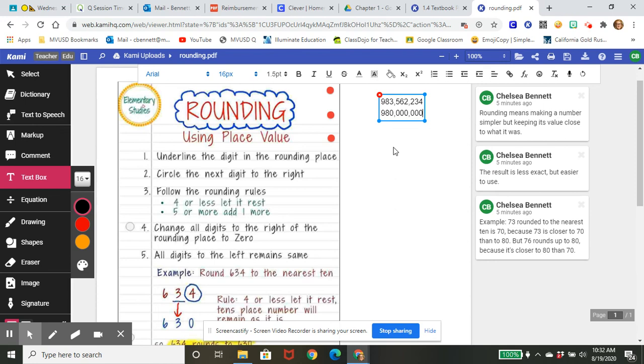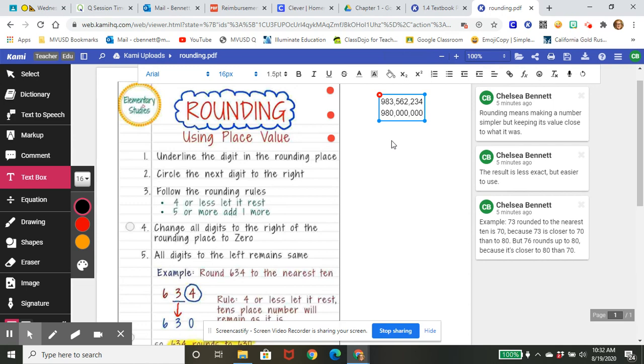So instead of having to say this whole big number or try to add this whole big number or try to multiply this whole big number, I can say this number, it's about 980 million. It's close to 980 million. And that will be an easier number to use. 980 million is really close to the number I have up top here. All right. So that's what we're going to be learning today.